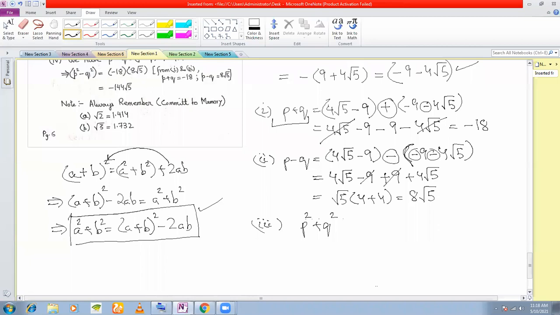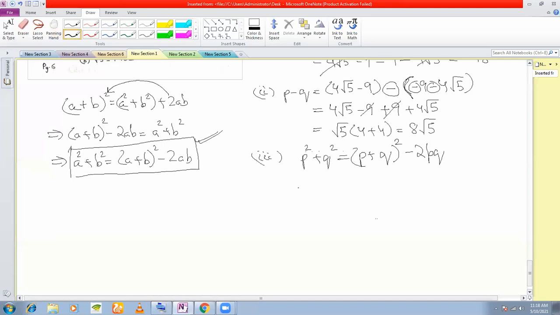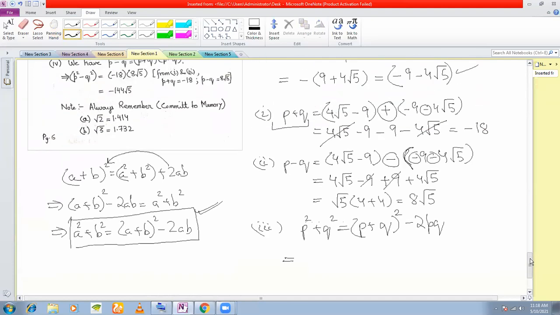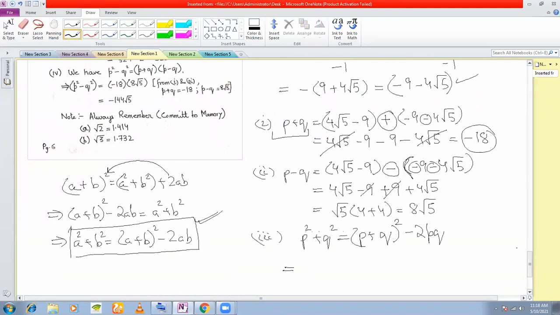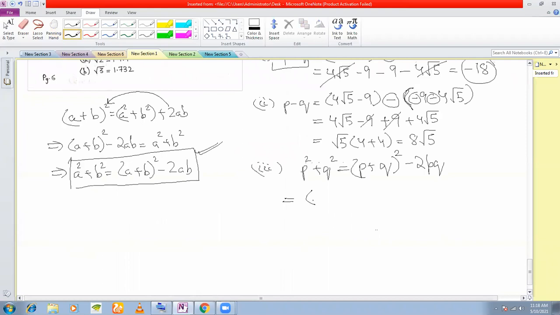So the way I'm going to use this now, P square plus Q square can be written as P plus Q whole square minus 2PQ. So we'll simplify this. P plus Q whole square: P plus Q, we have already found out the value. What is the value? Minus 18. So just put the value here. Minus 18 square, minus 2PQ.